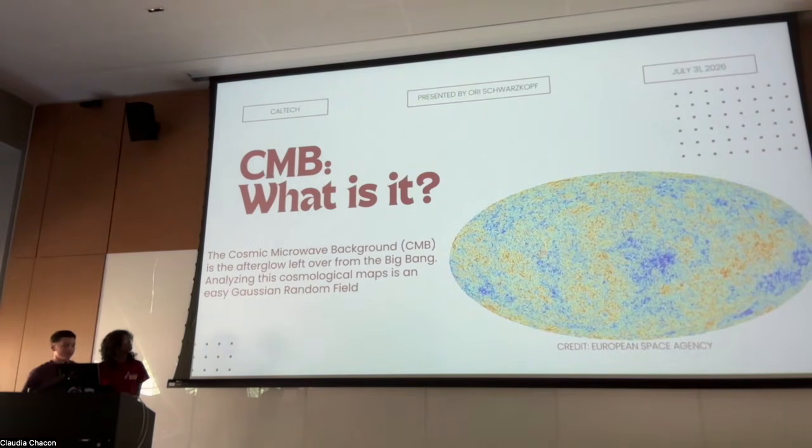The cosmic microwave background is the afterglow left from the Big Bang. Analyzing this cosmological map is easy, since it is a Gaussian random field. This is the map of the universe as it was, a super hot plasma, before anything turned into galaxies and dust. So when the Big Bang happened, it all dispersed into those fluctuations, and they would get smaller and bigger.